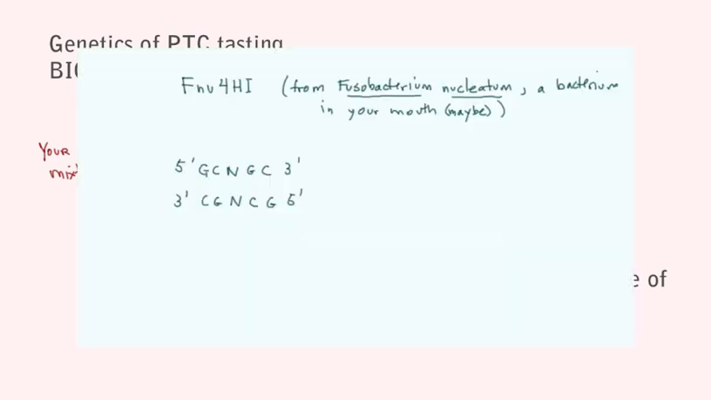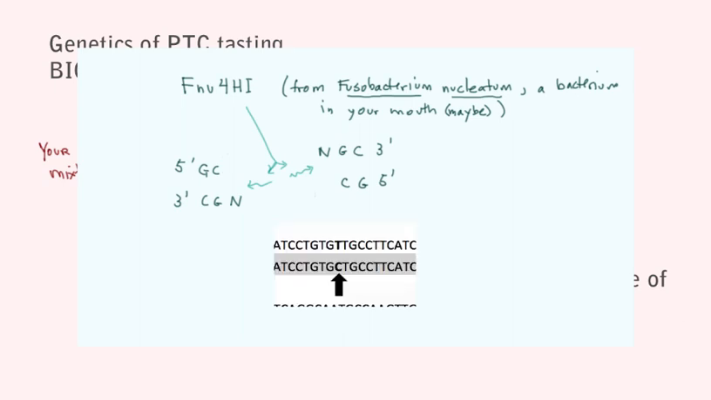Enzyme FNU4HI comes from the bacterial species Fusobacterium nucleatum, and it makes a double-stranded break in the DNA anytime that it sees the sequence GCNGC, where N can be any of the 4 nucleotides. Now, if you look at the second SNP in the handout, you'll see that the taster sequence has GCTGC, while the non-taster has GTTGC. In other words, FNU enzyme is going to break the taster's DNA at that point, but it won't break the DNA of the non-taster.